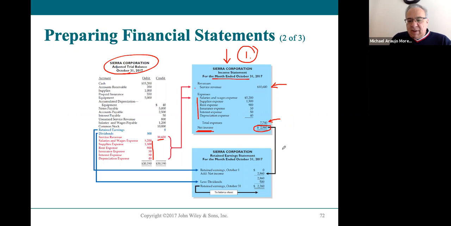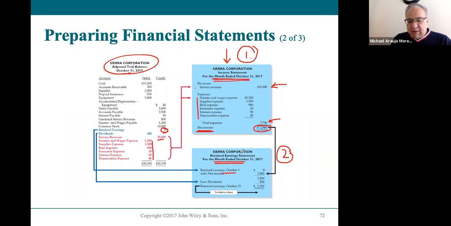From the income statement goes the retained earnings statement. Again, the retained earnings statement measures the exact same period. Remember, both the income statement and the retained earnings statement are subject to the periodicity assumption because they measure a period of time, in this case, the month. So Sierra Corporation is a brand new corporation that just started in October. The beginning balance for retained earnings is 0. That's because it just started.